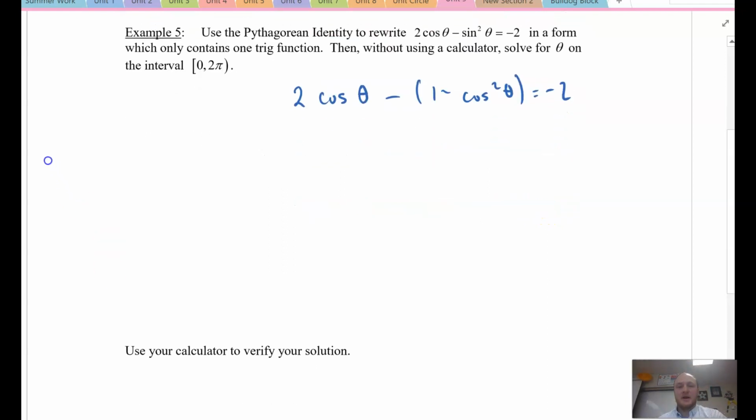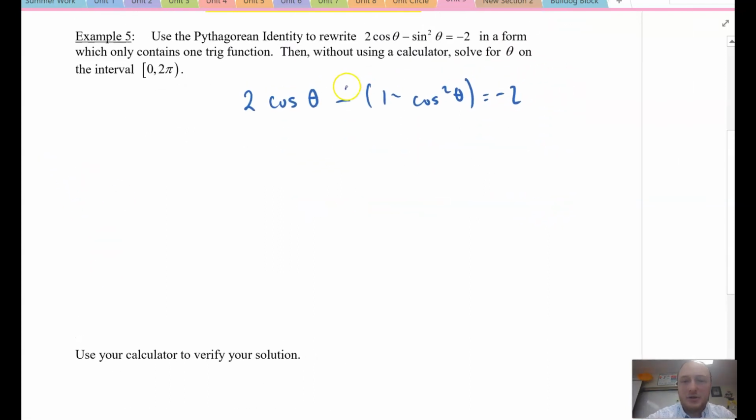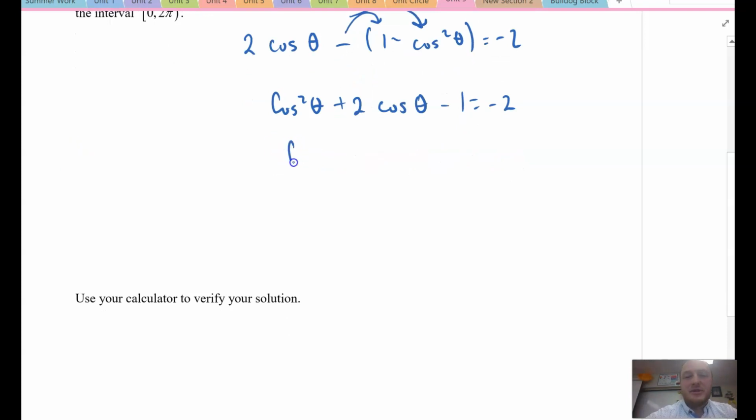And I'm going to go ahead and solve this. So after I distribute a negative, I get positive cosine squared theta plus 2 cosine theta minus 1 is equal to -2. I'll add 2 to both sides. Add 2, add 2, that gives me +1.